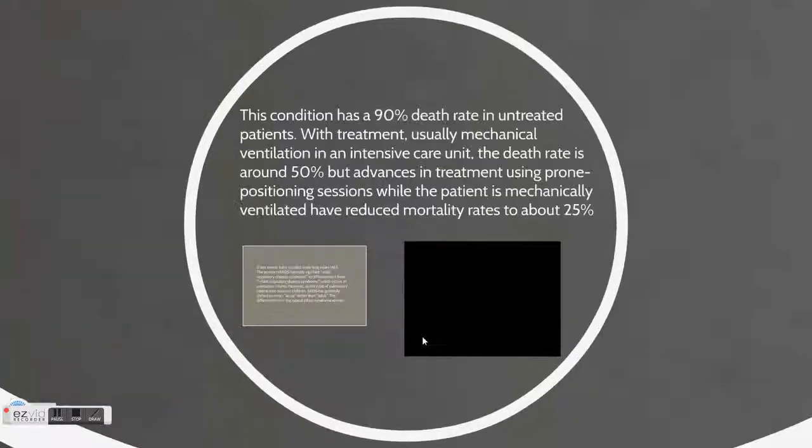This condition has a 90% death rate in untreated patients. With treatment, usually mechanical ventilation in an intensive care unit, the death rate is around 50%, but advances in treatment using prone positioning sessions while the patient is mechanically ventilated have reduced mortality rates to about 25%.